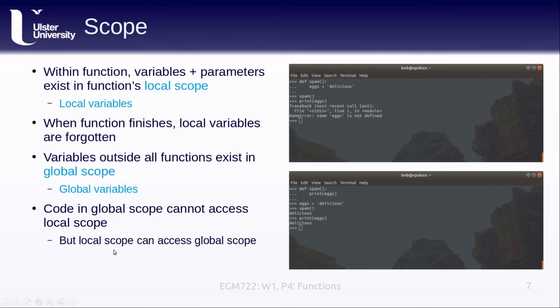On the other hand, local scope, or functions, can actually access variables from global scope. If you see here, we've defined a function again called spam, and here we're just printing the value of eggs. We now assign the value of delicious to the variable called eggs, and when we run spam, it prints that value to the screen. If we then print eggs, you see that it's the same thing. So this is showing us that the function is actually able to access the globally defined variable, but we're not able to go the other way.